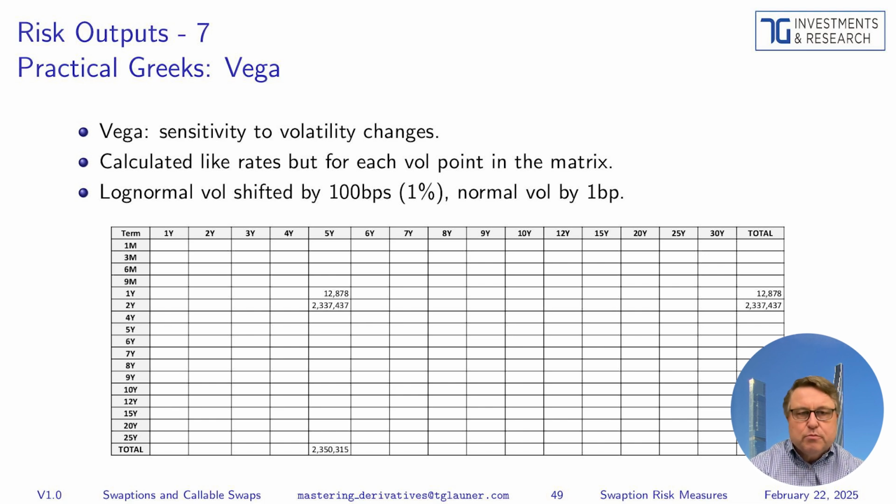The matrix displays Vega values across different expiries and tenors, representing how much the trade value changes when volatility increases at each point. The total Vega is computed by summing individual contributions across all points in the matrix.